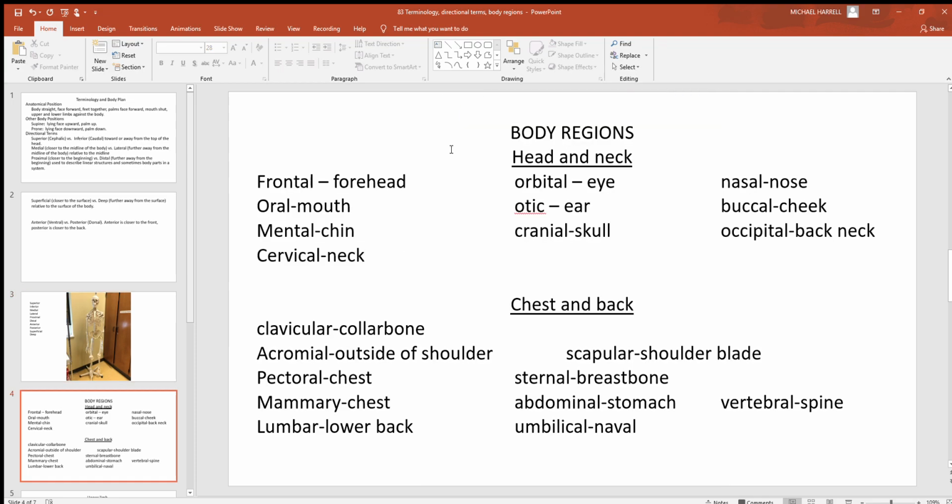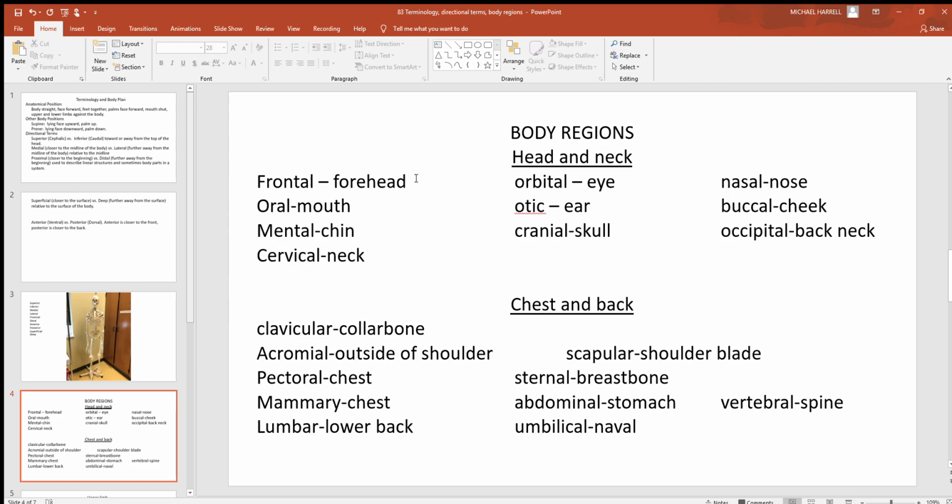And also look at these body regions. If you learn these body regions in Chapter 1, it'll make future chapters so much easier because so many structures of the body are named by body regions, where there's arteries, veins, nerves, muscles, whatever that may be, you'll see a lot of it. So look at some of these regions in the head and neck.